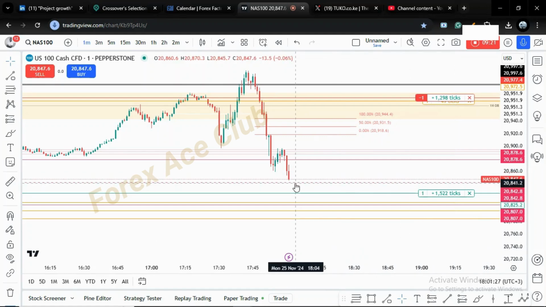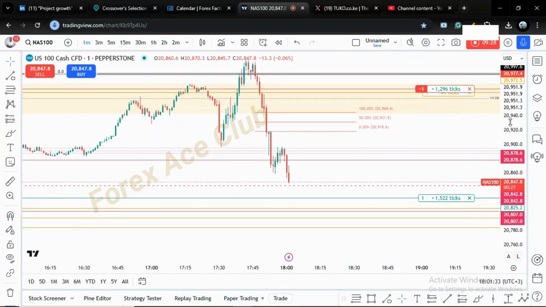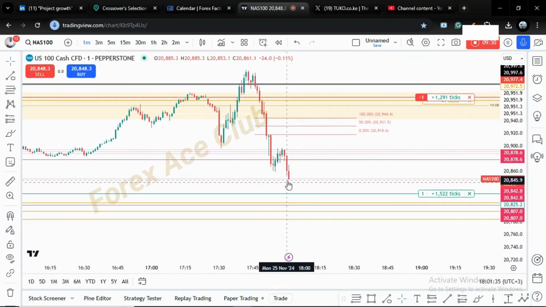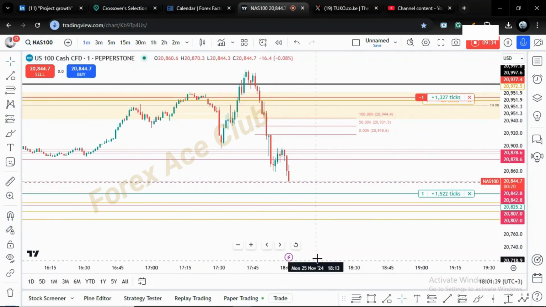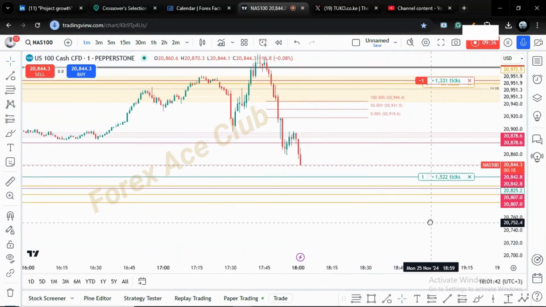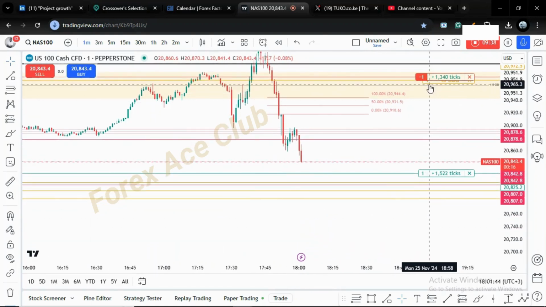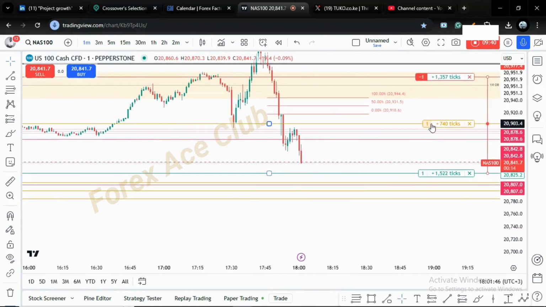We are at the midpoint. Very close, a few ticks to the midpoint. Give me that price run. This is the NAS100 index. Good, I'll have my tight stop loss.